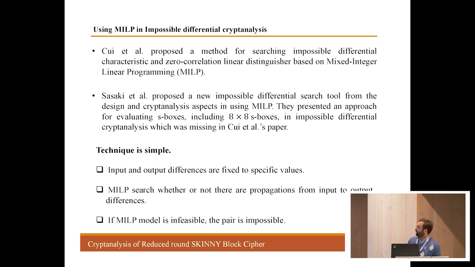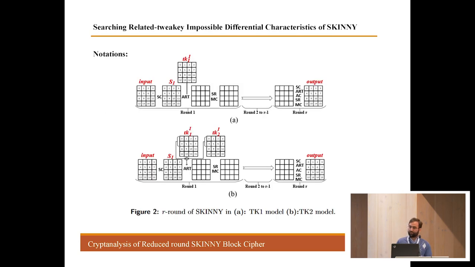Then in follow-up work, Sasaki and others proposed another method that is applicable on larger S-boxes like 8x8. The technique is to consider input and output differences fixed, and the MILP searches whether or not there is propagation from input to output difference. If it's infeasible, then it concludes that it's an impossible characteristic. The authors apply the technique on Skinny by considering different scenarios. We can consider the input value, or after the S-box we can consider this state. Of course, we should take into account the tweakey, and we have also the output.